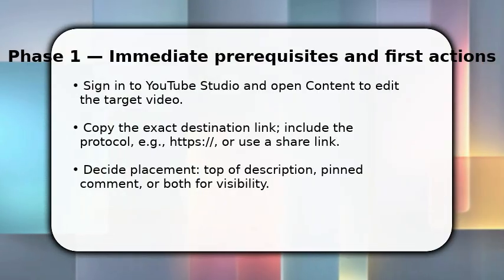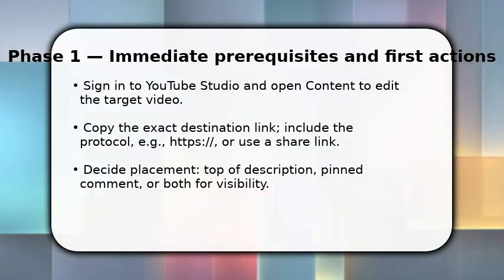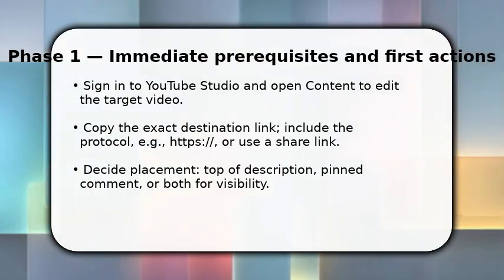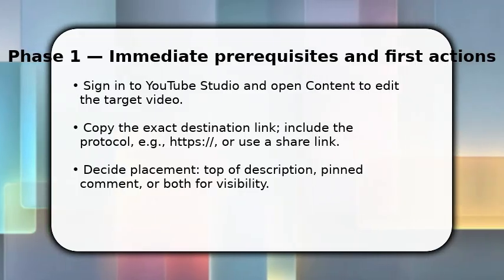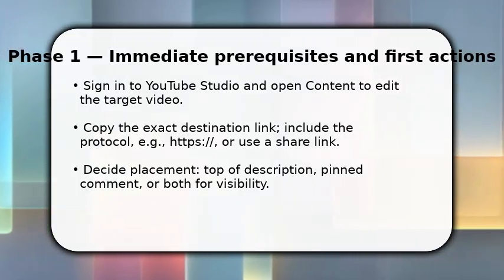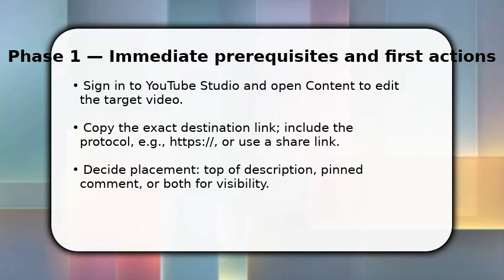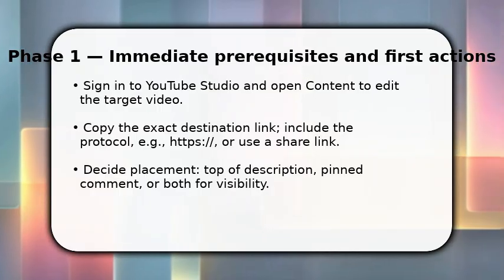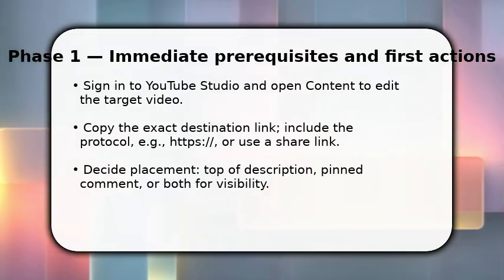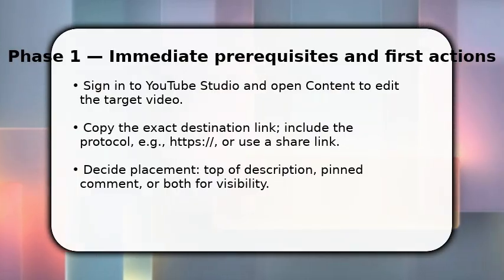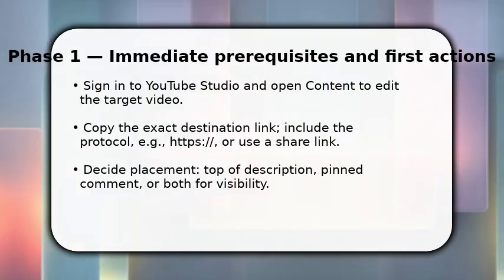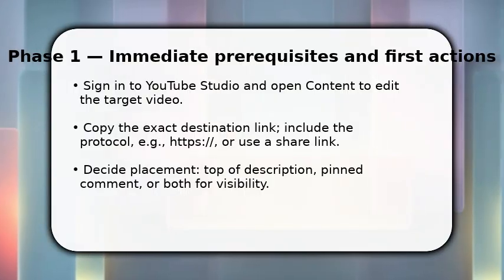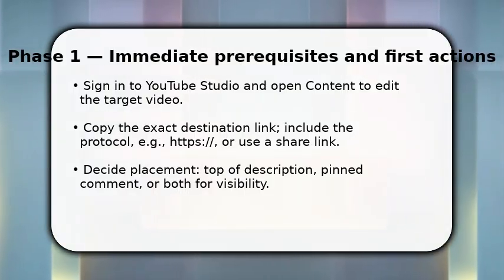You start by signing into YouTube Studio and opening the video you want to edit. This is where you control descriptions. Copy the destination link you plan to use, include the protocol so YouTube will auto-link it. Once done, decide whether to place links at the very top of the description or in a pinned comment for immediate visibility. Make sure you have any affiliate or UTM parameters ready, because adding them later changes the final URL.